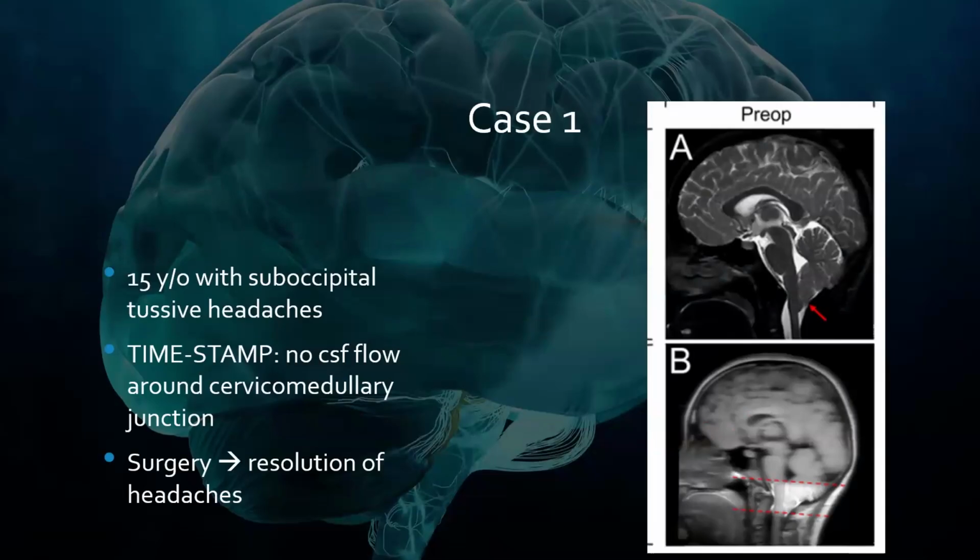And you can see the timestamp on B basically shows no flow around the cervicomedullary junction. I think you can appreciate this on the T2 sagittal as well. But after surgery, there was a complete resolution of the headaches.